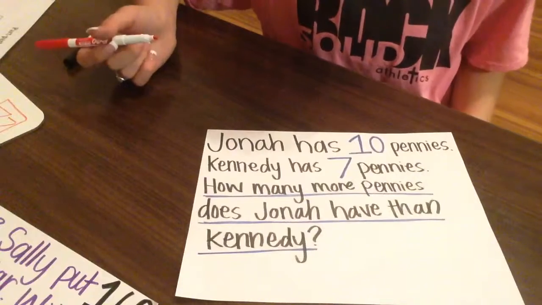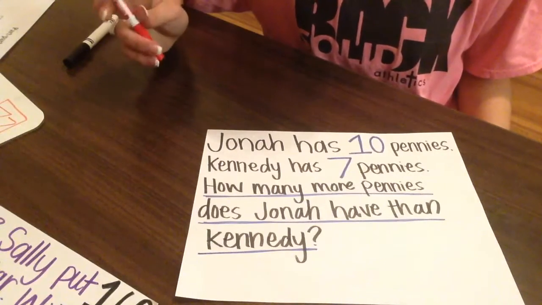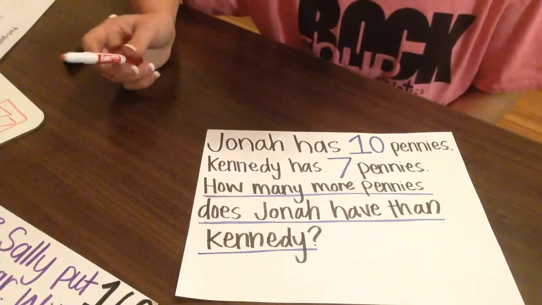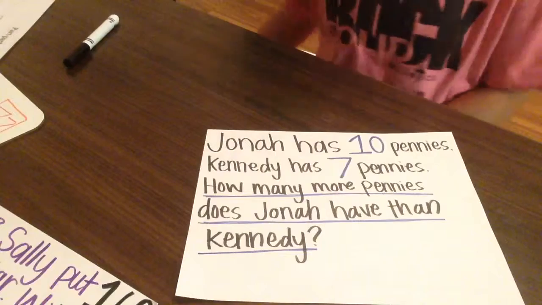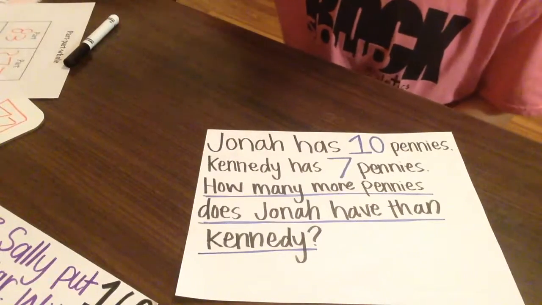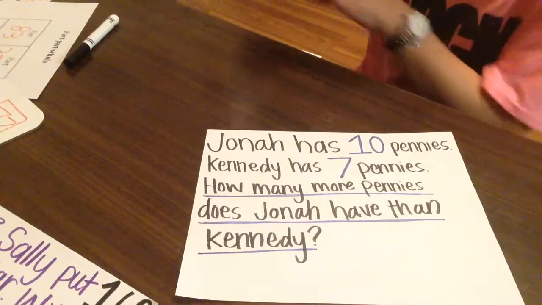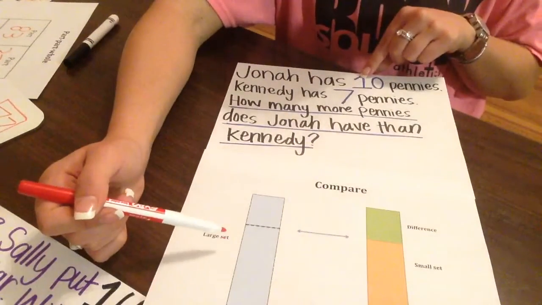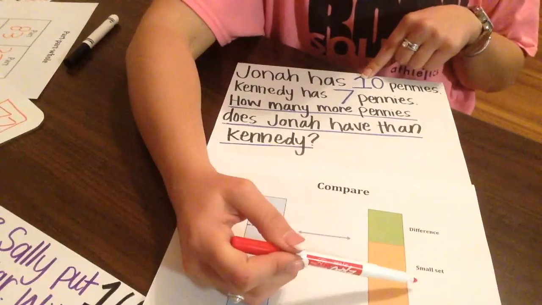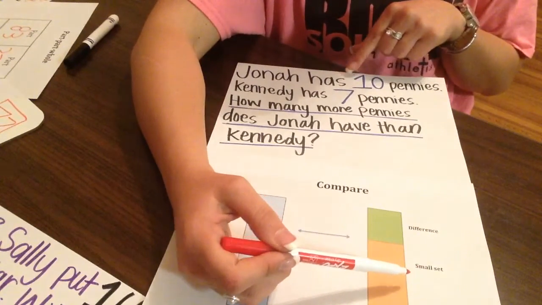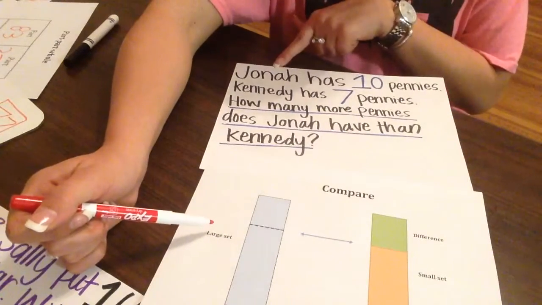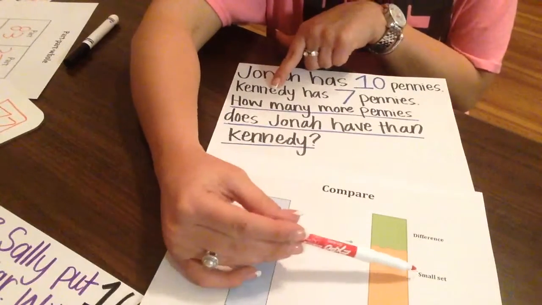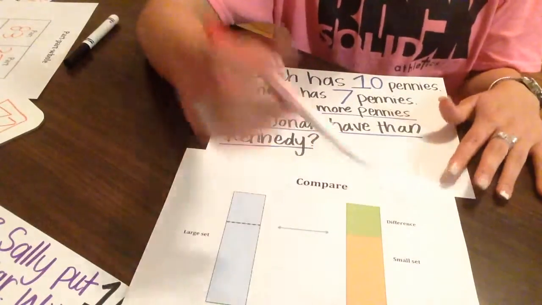Jonah has 10 pennies. Kennedy has 7 pennies. How many more pennies does Jonah have than Kennedy? Looking at this problem, we know that it is a comparison problem. So in this, we know our large set is what Jonah has, which is 10. And our small set, which is what Kennedy has, is 7. And we need to figure out what the difference is.